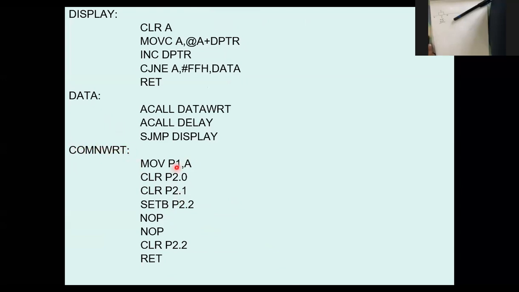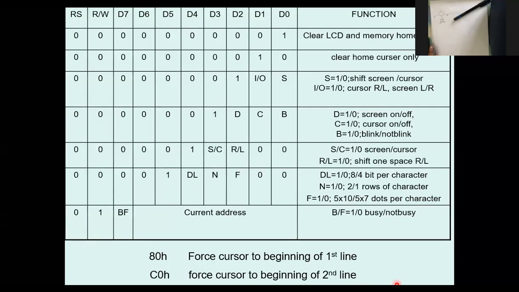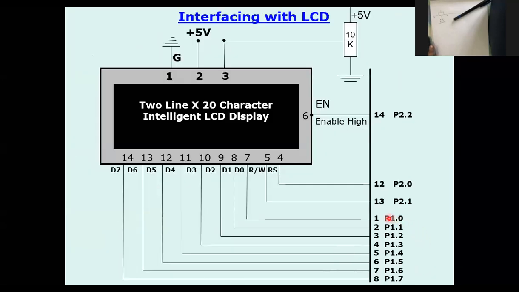I have given MOV P1, A, meaning the content of the accumulator. What is the value of the accumulator? It is now 38H, and it will be stored into port 1. Port 1 is over here in the diagram. So I am giving 38H to that particular port. But it will not be entered into the LCD until we give RS, RW and enable.